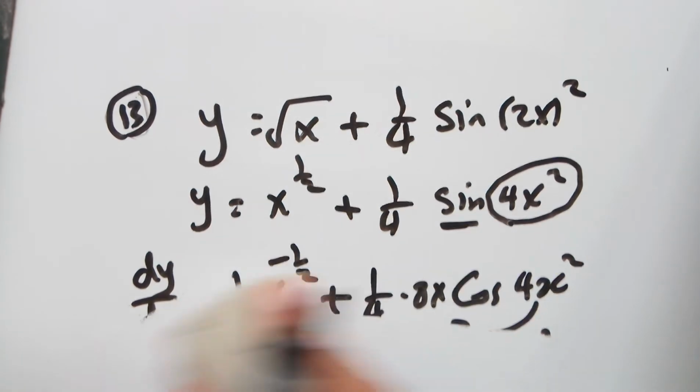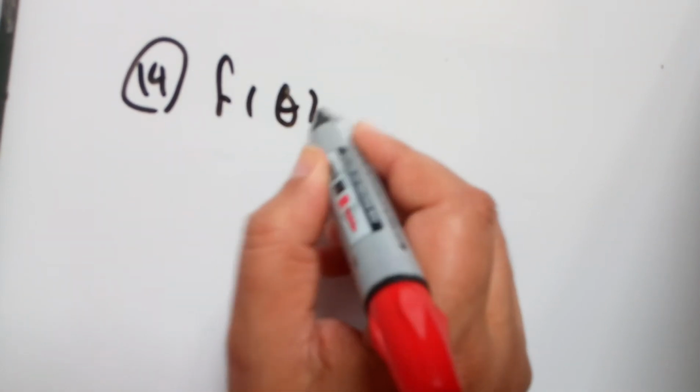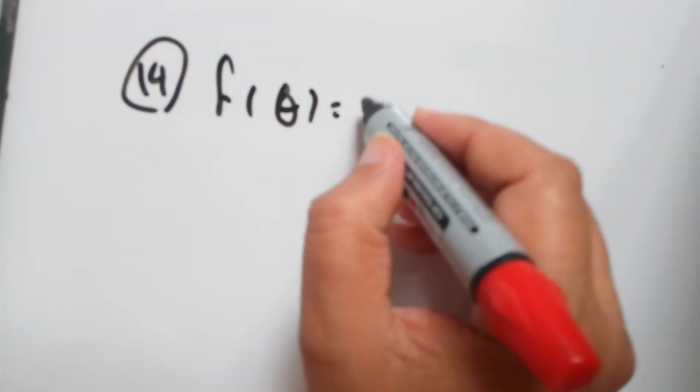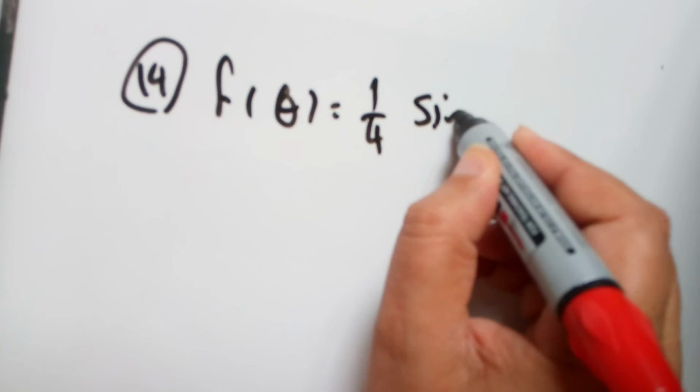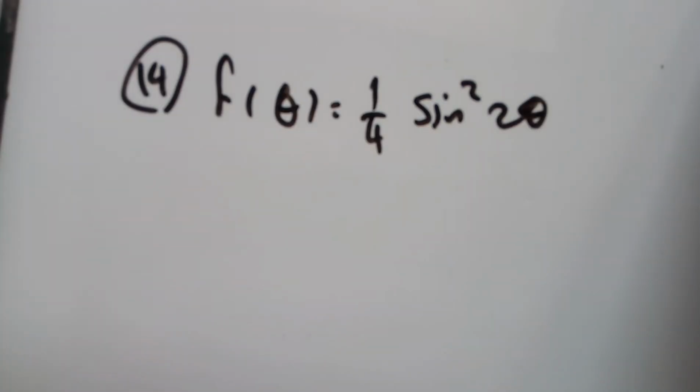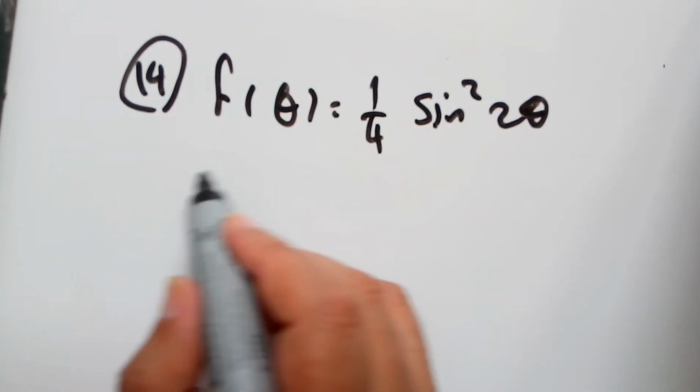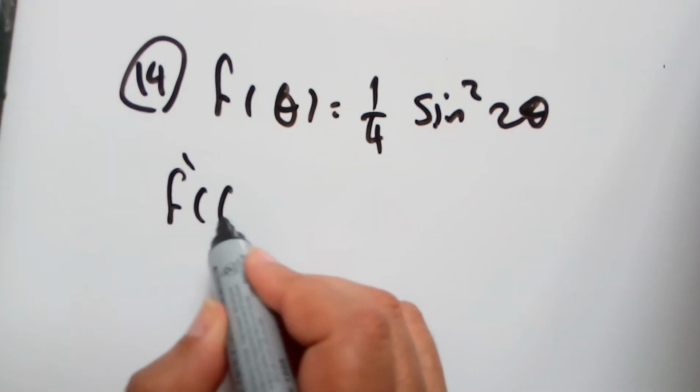Okay, number 14. f of theta is equal to 1 over 4 sine squared 2 theta. How to get the first derivative here? f prime of theta here.